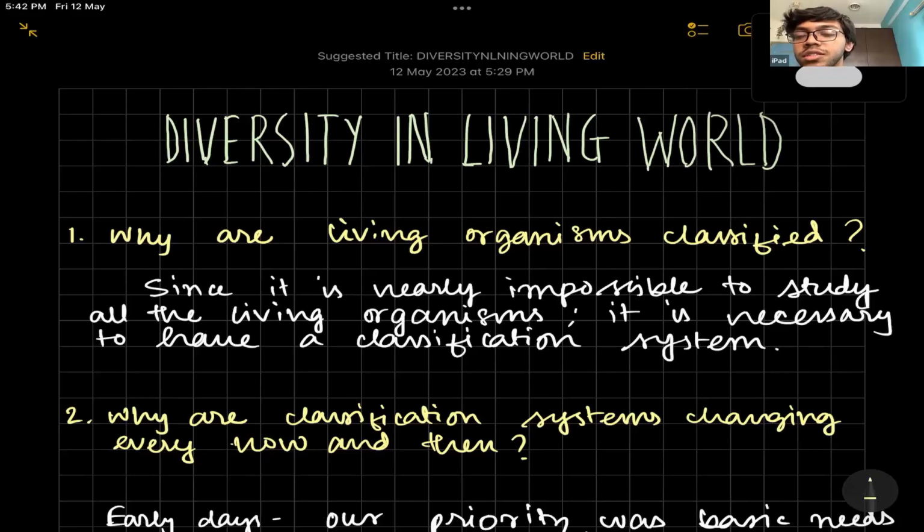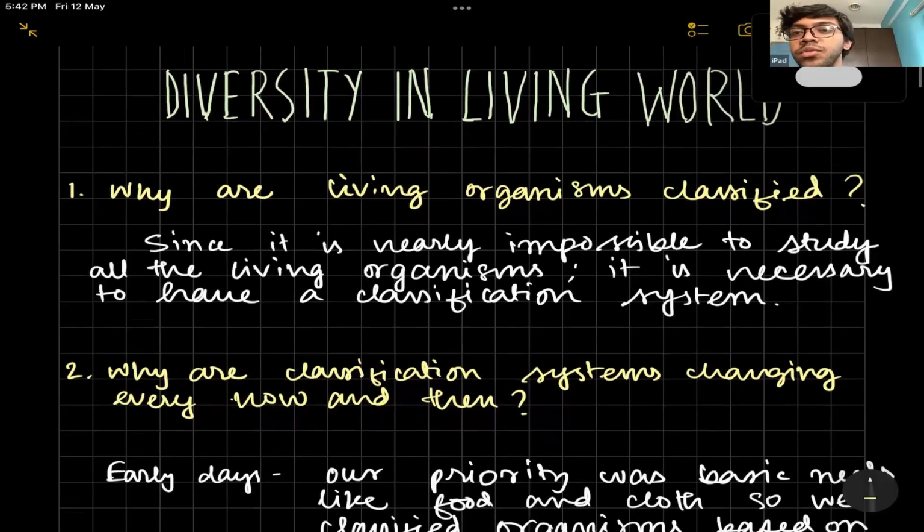exercise questions for this. The first question was, why are living organisms classified? As I said, it is nearly impossible to study all the living organisms. As of now, we have 1.7 to 1.8 million organisms in this entire world, and it is expected that there are still 6 to 7 million more organisms that are not discovered yet. So it is common sense that we cannot study all of them or memorize all of their names. We have to create a system of classification to make this process easier. That's why we classify the living organisms.